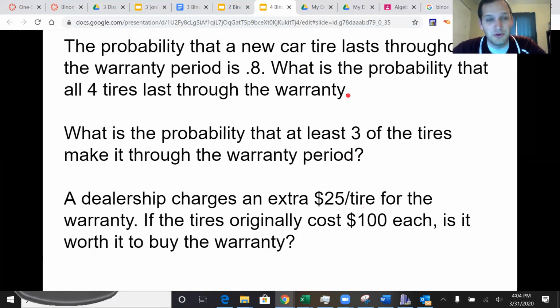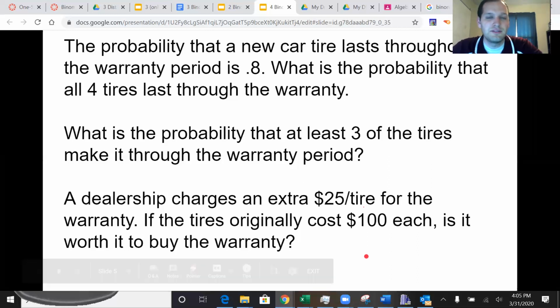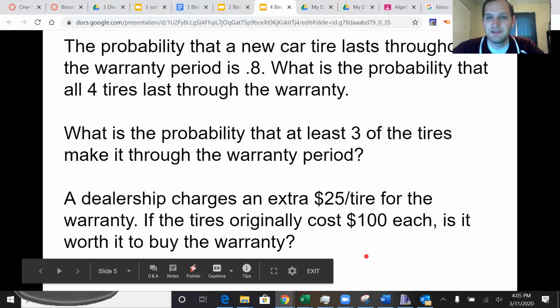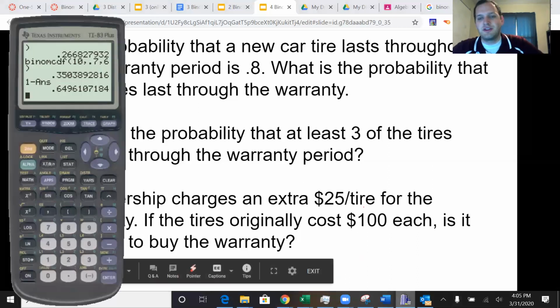It doesn't tell us how long the warranty period is. And the nice thing is we don't need it now. How many tires total are we working with? 4. Do we want to know at most 4 last? Exactly 4 last? We want to know exactly 4. So that would be a binomial PDF or binomial CDF. If it is exactly 4, it would be a PDF because that is exactly 4. So let's grab our calculator.